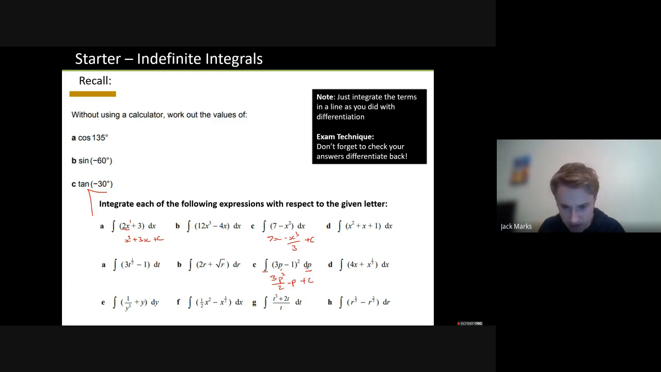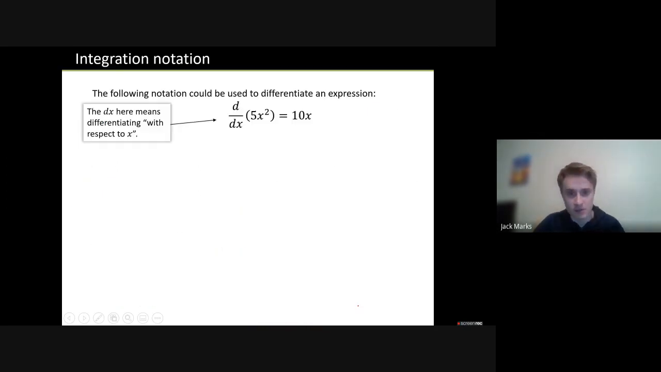What else do we have? Dividing through. So this would become, when you divide through, t squared plus 2. Then when you integrate that, you will get t cubed over 3 plus 2t. Why? Because you're integrating with respect to t. Plus c. Okay, so that's what we did last lesson.